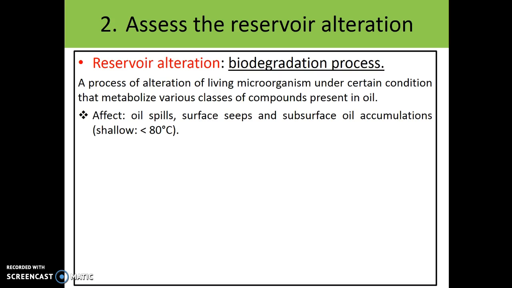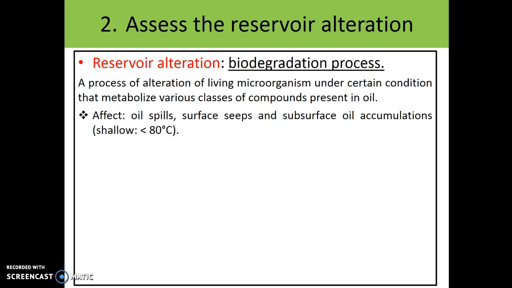Alright, the second task of an exploration geochemist is to assess the reservoir alteration. So, what is reservoir alteration? It is a process of alteration by a living organism or microorganism under certain conditions that metabolize various classes of compounds present in oil.